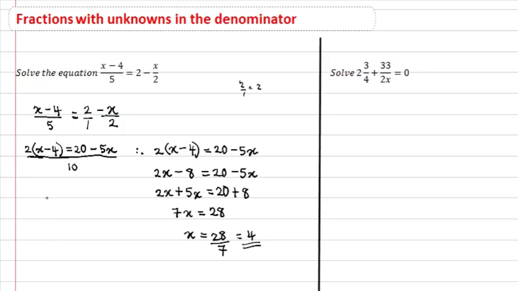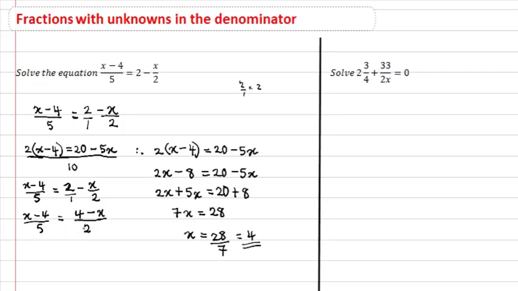Remember we were given that (x minus 4) over 5 equals (2 minus x) over 2. I want to do the LCM of only this part first. So doing the LCM of only this part first, the LCM of 1 and 2 is 2. So 2 divided by 1 is 2, 2 times 2 is 4, minus 2 divided by 2 is 1, 1 times x is x. Okay, now we have something like this.